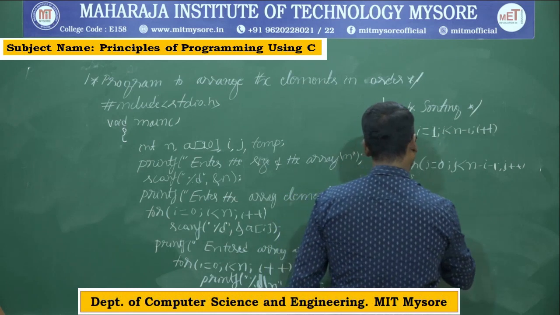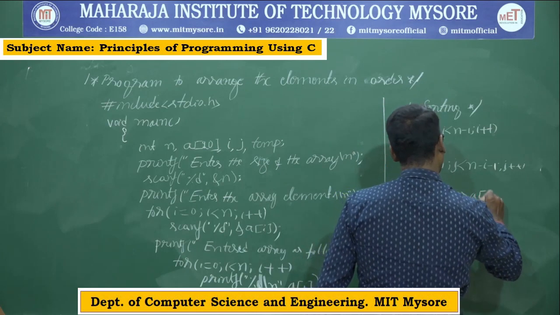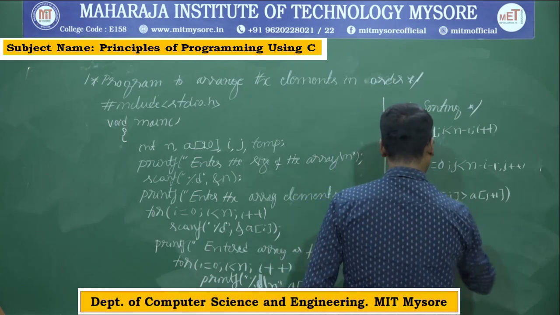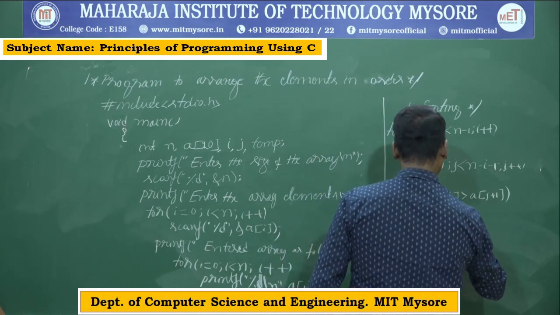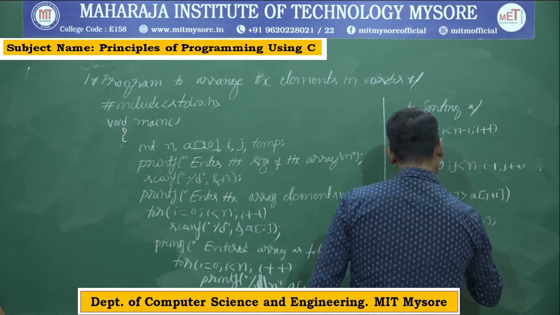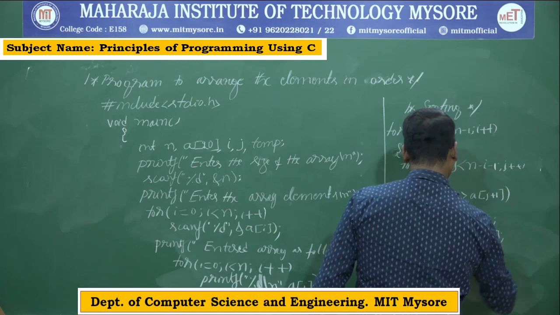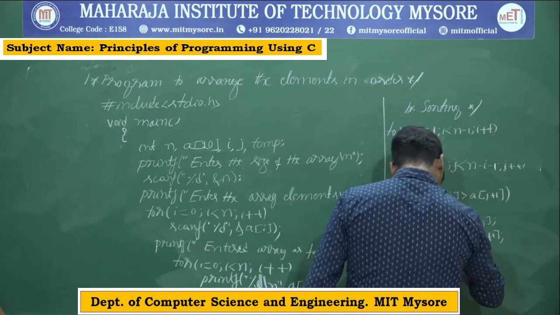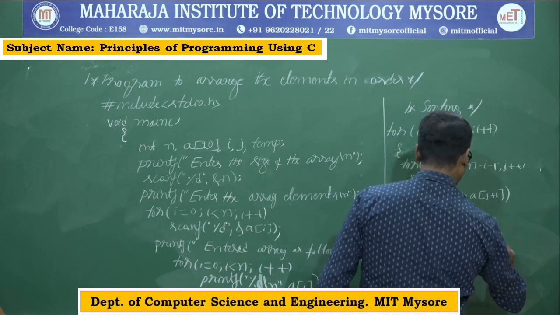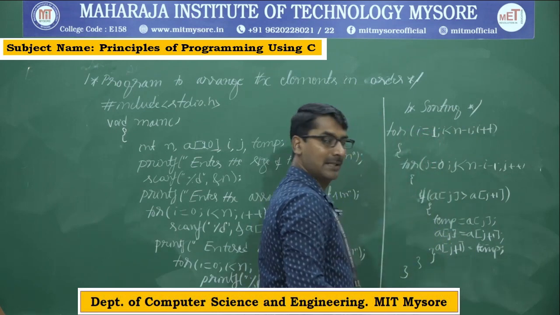So here, if a of j greater than a of j plus 1. So first I will compare the first element with the second element. If this condition is true, then here we exchange: temp is equal to a of j, a of j is equal to a of j plus 1, then a of j plus 1 is equal to temp. Okay, this is the code for arranging the elements.